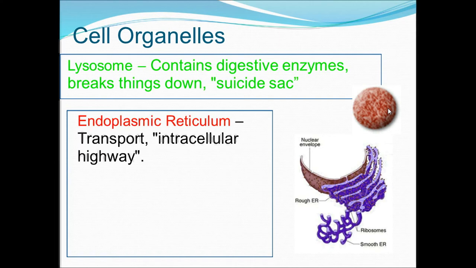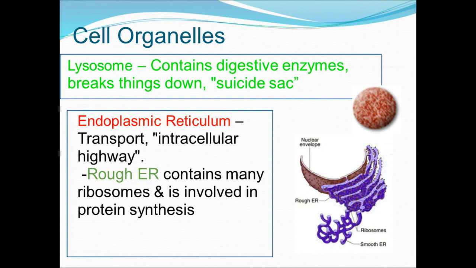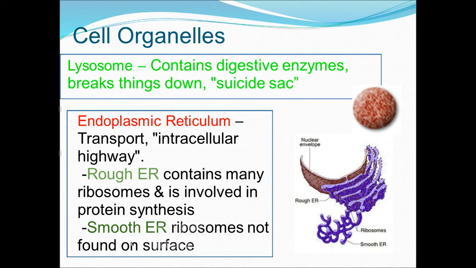Another organelle is the endoplasmic reticulum. This is the intracellular highway. It moves things from various places in the cell to other places. There are two kinds. Rough endoplasmic reticulum contains ribosomes and is involved in protein synthesis. So if you look, here's the nucleus, or the edge of the nucleus. Here is the ER, and all those little dots on there are the ribosomes. The ribosomes, remember, are made in the nucleolus. And then you have smooth ER, where it's same sort of structure down here, but there are no ribosomes on the smooth ER.